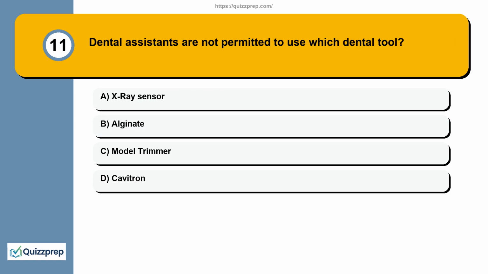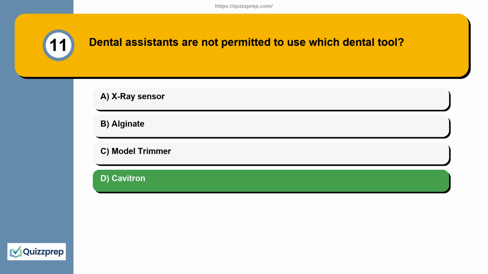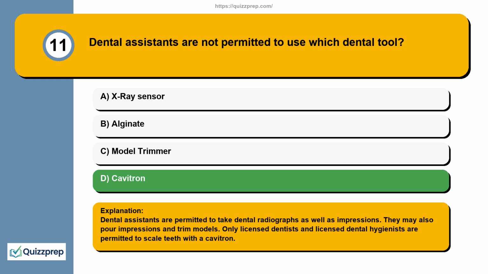Question 11. Dental assistants are not permitted to use which dental tool? X-ray sensor, alginate, model trimmer, cavitron. Dental assistants are permitted to take dental radiographs as well as impressions. They may also pour impressions and trim models. Only licensed dentists and licensed dental hygienists are permitted to scale teeth with a cavitron.